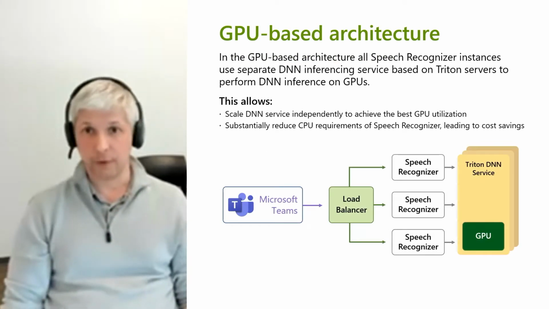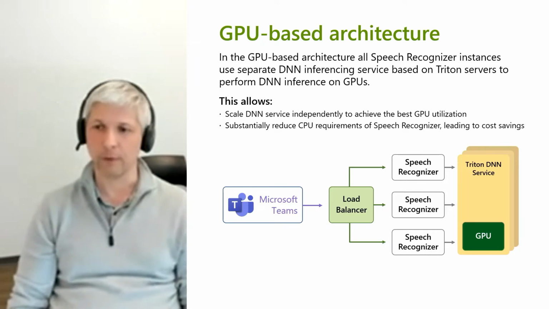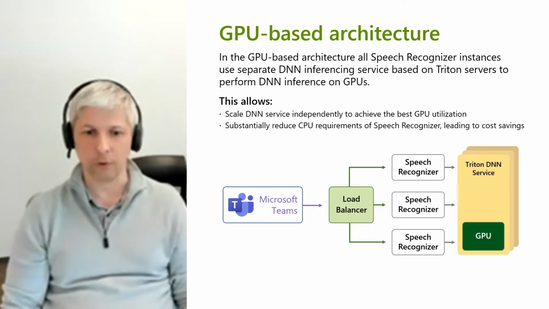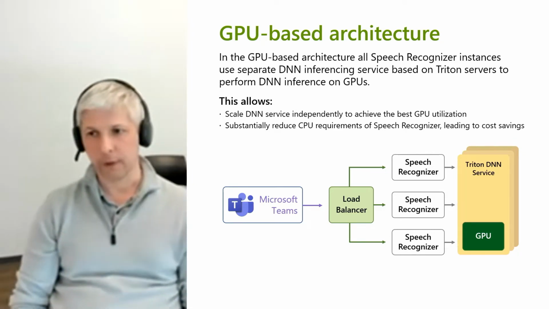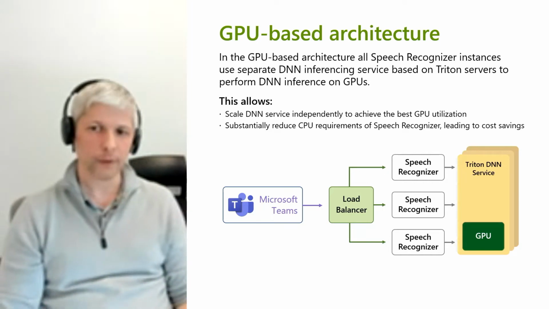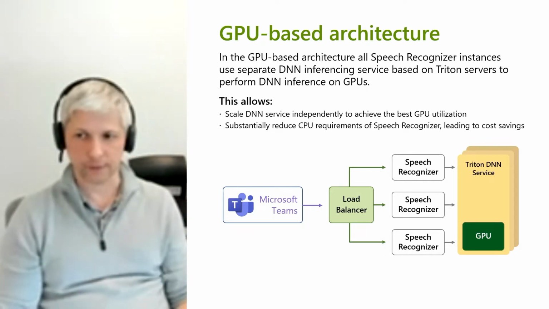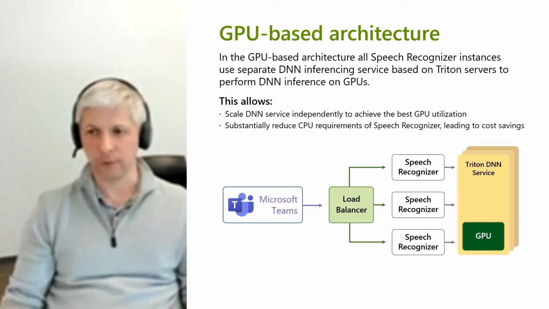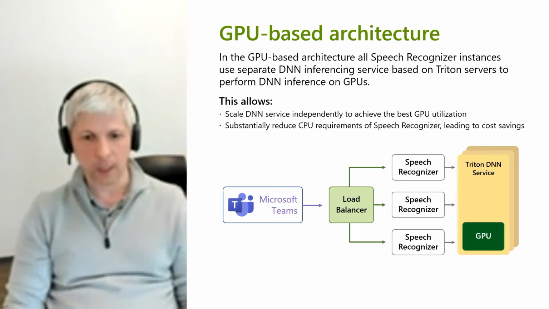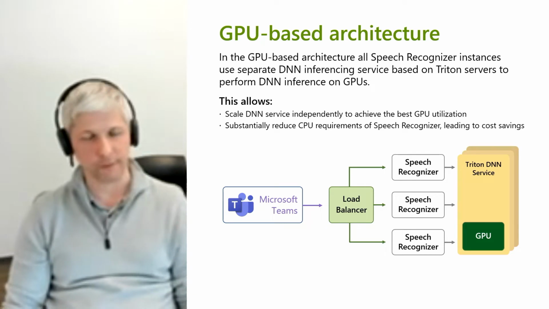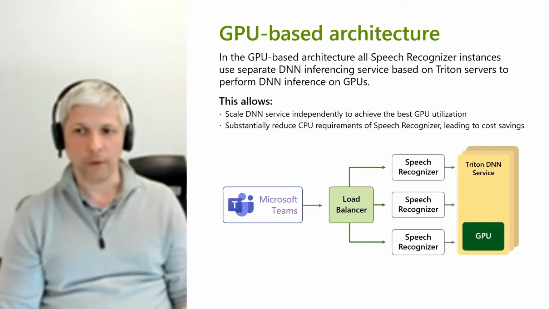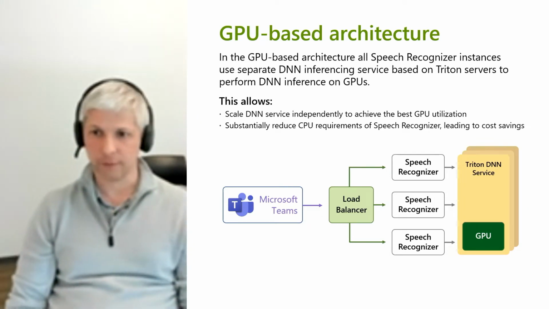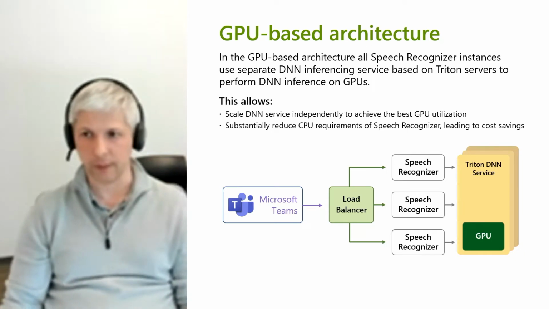So once we got these features, it became possible for us to switch to the following GPU-based architecture, where we have a separate pool of Triton servers working as DNN inferencing servers for us. And all speech recognizers now send inferencing requests to this DNN service. This way we can decouple GPU from CPU and scale them independently. We also offloaded the CPU-intensive DNN inferencing workload away from the speech recognizer. Therefore, we can decrease the CPU requirements for speech recognizer instances, and that's where we actually realized our cost savings.